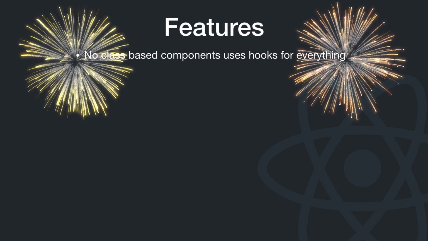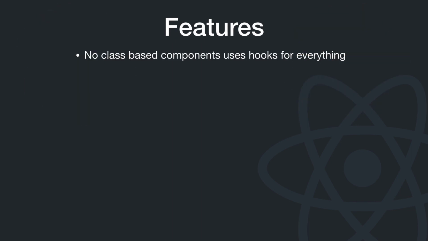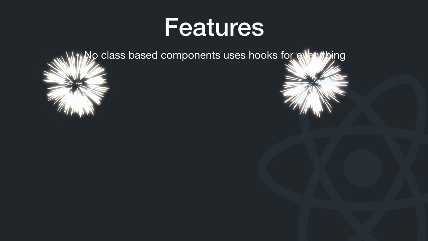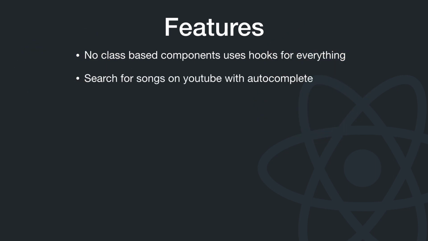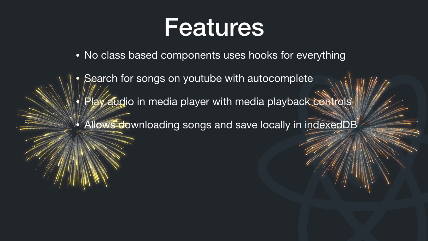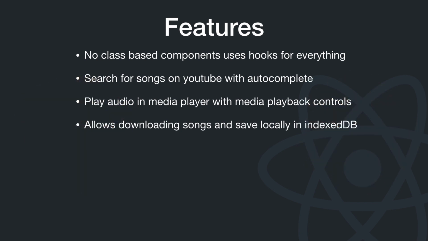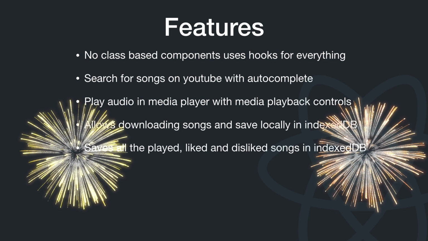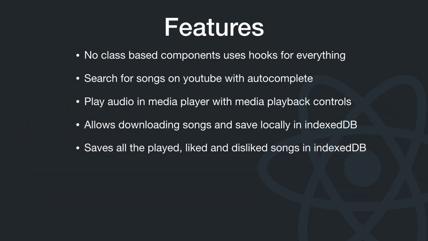Now let's look at some of the features of the app. First, we have no class-based components, so there are no classes; we are using hooks for everything. The main feature is that we can search for songs on YouTube with autocompletion, and play audio in a media player with media playback controls. We can also download songs and save them locally in IndexedDB. We save all the played, liked and disliked songs in IndexedDB, and then we will show it.